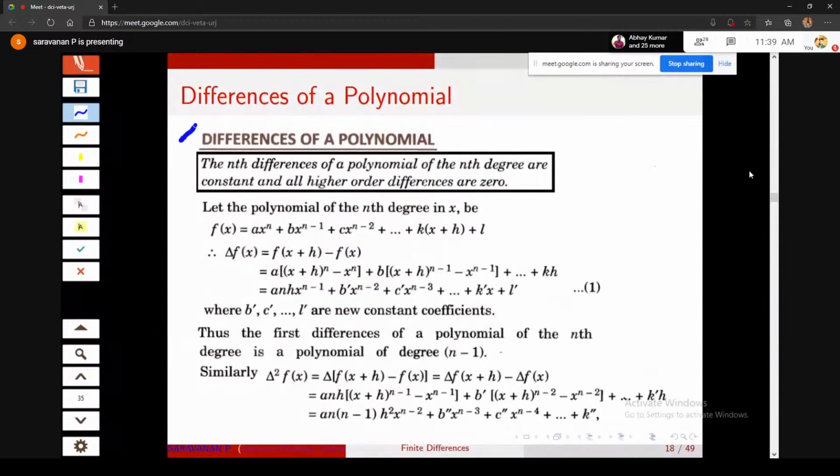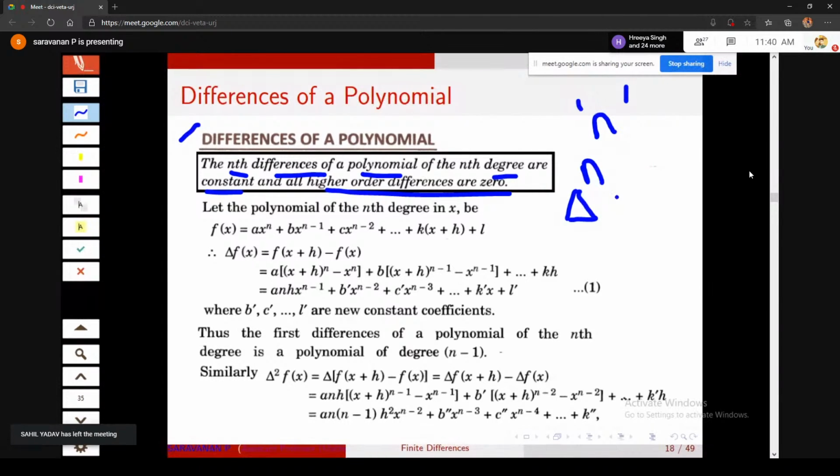So this theorem says that the nth difference of a polynomial of the nth degree are constant and all higher order differences are 0. Suppose if you have a polynomial of degree n and if I compute del power n of that polynomial, so you take this polynomial as y or f of x, then del power n of f of x will become constant and all higher order differences are 0. That is, if I compute delta power n plus 1, n plus 2, n plus 3, etc., all these differences are 0. That is the theorem.